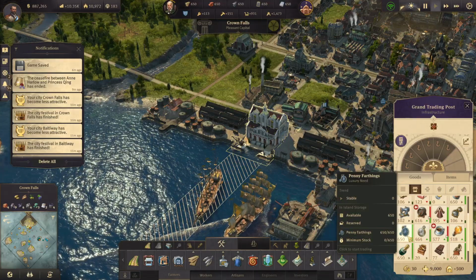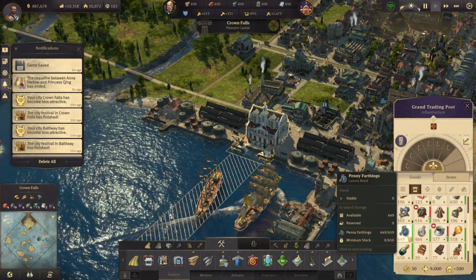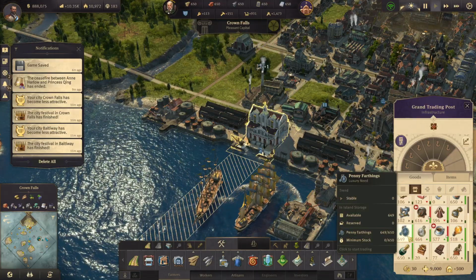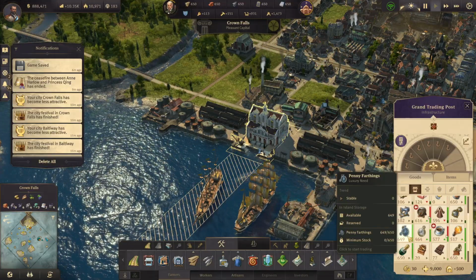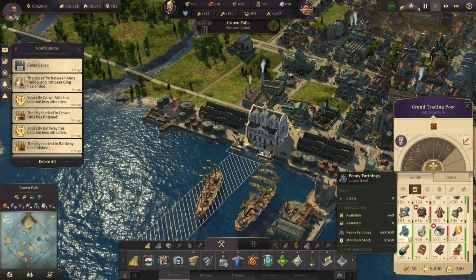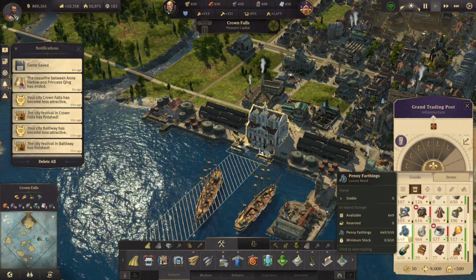I have 650 out of 650 penny farthings. I'm wasting penny farthings right now. It's a waste that's sitting there. It's not doing anything. That is money that could be in my pocket at the moment. So I need to take care of that.